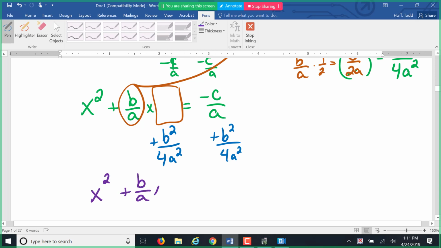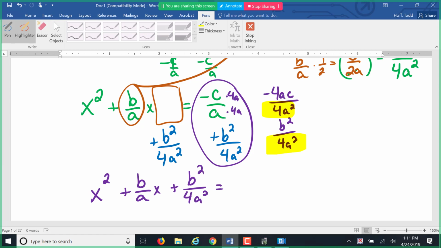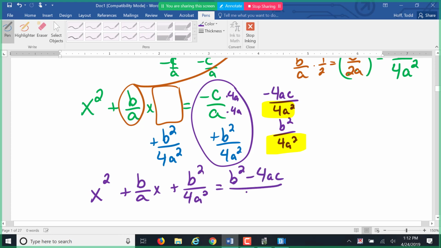x squared plus b over a x plus, yes, I know this is getting ugly. On this side here, adding those together, what I'm going to do is turn this into negative 4ac over 4a squared. I multiplied by 4a on top and bottom. Now they have the same denominator, 4a squared. So this is going to be negative 4ac plus b squared, which is b squared minus 4ac over 4a squared.